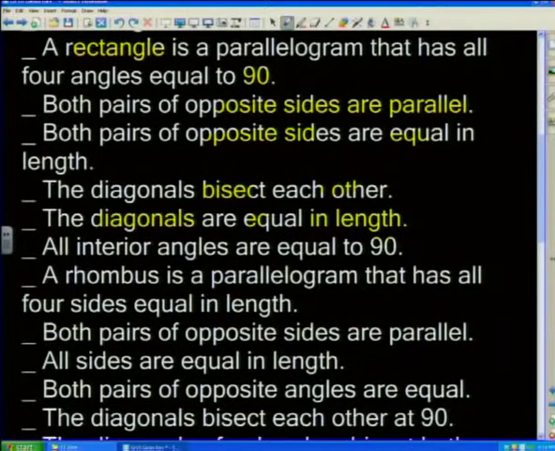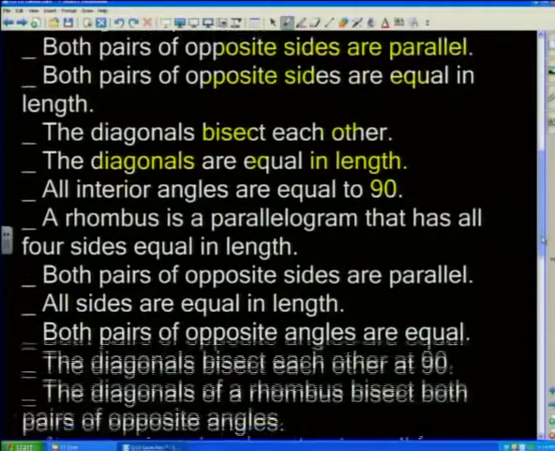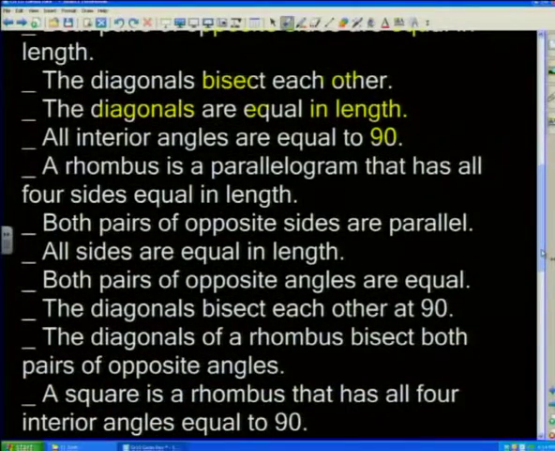And we already said that the interior angles are equal to 90 degrees. All right, so those are the special properties of a rectangle. Let's move on to a rhombus. So a rhombus is a special type of parallelogram that has all four sides equal in length.